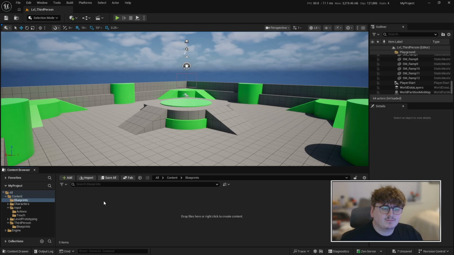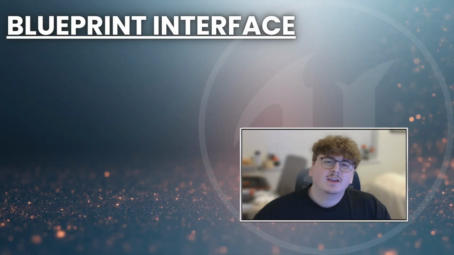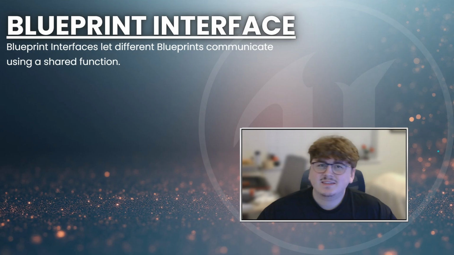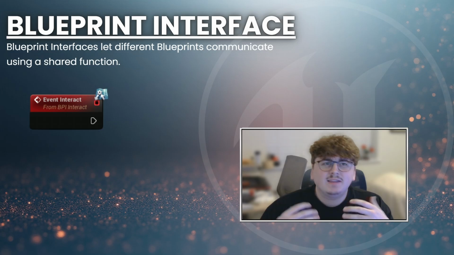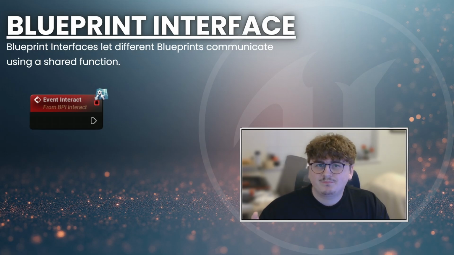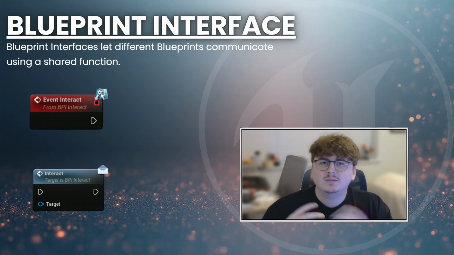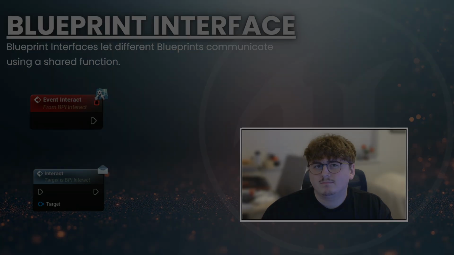Go into that folder, right click, and we're going to create a blueprint interface. Now, you may be wondering, what is a blueprint interface? Well, I'm glad you asked, because blueprint interfaces are basically an agreement between blueprints. When I call interact, anything that implements this interface must respond. So the red node here is the event interact. That's what fires on the object being interacted with. And the blue node is the call version. So this is what the player uses to trigger the event.